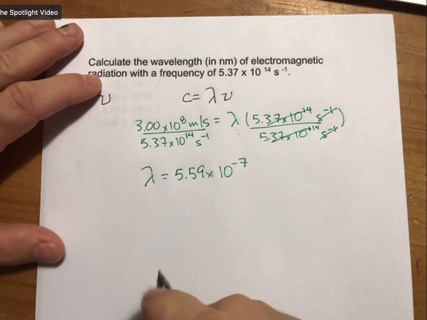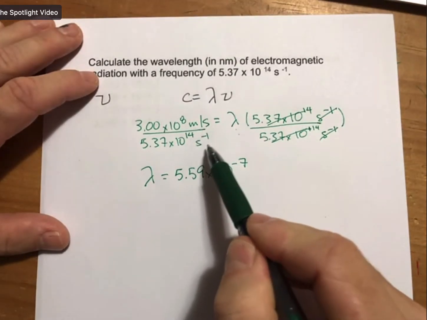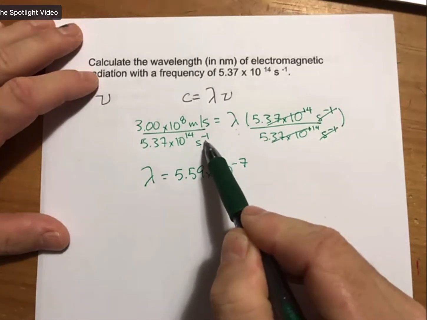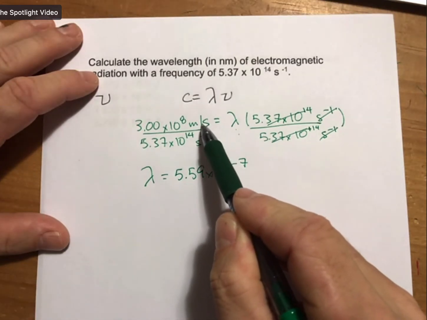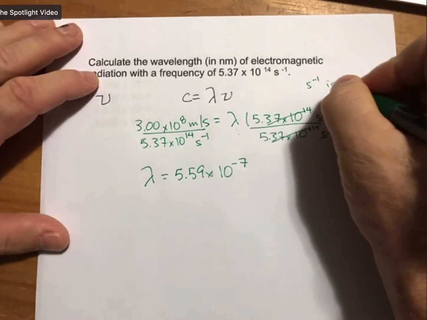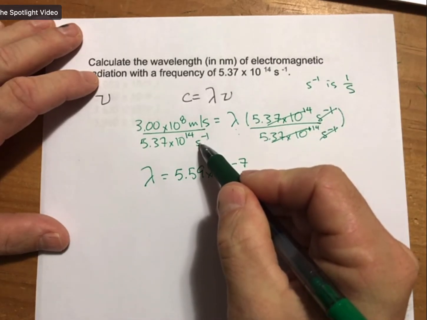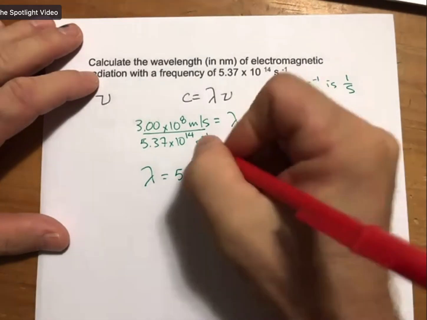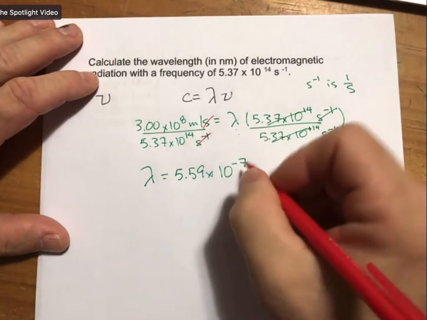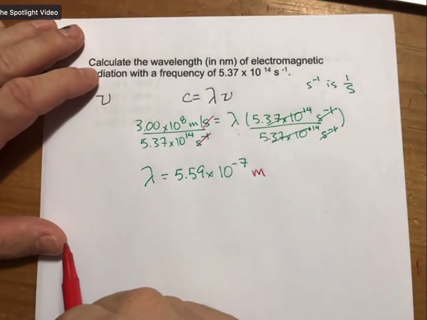That's the number. As far as units go, we can see that we have meters, and we have meters per second, and seconds to the minus 1. And we know that seconds to the minus 1 is 1 over seconds. So let me write that up here. These are two different ways of saying the same thing, so those can get canceled out. And we're left with meters as our units, which is not what we've been asked for. We've been asked for nanometers.